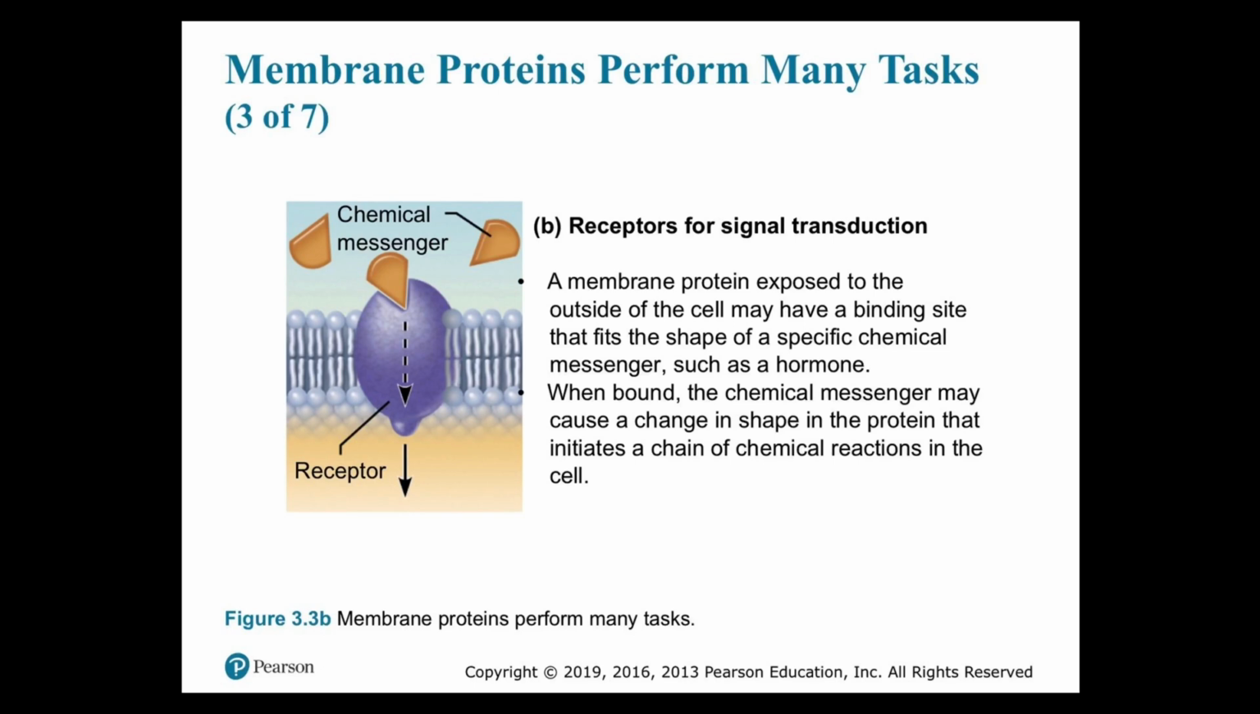Another function of membrane proteins is acting as receptors for signal transduction. In this figure, we can see a membrane protein that is exposed to the outside of the cell and may have a special binding site that fits the shape of a specific chemical messenger, which could be a hormone. When the hormone binds to that binding site, it may cause a conformational change in the three-dimensional shape of the protein, and it initiates a chain of chemical reactions in the cell.